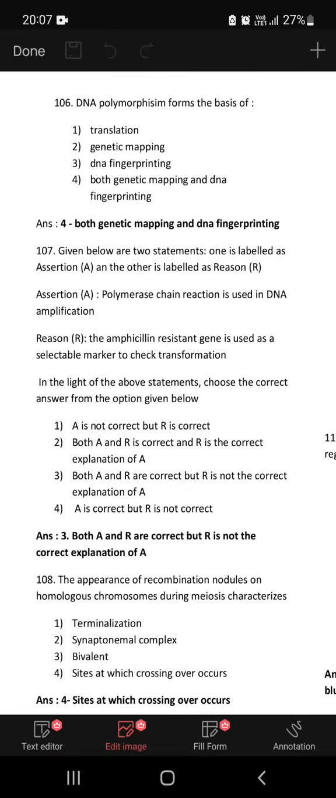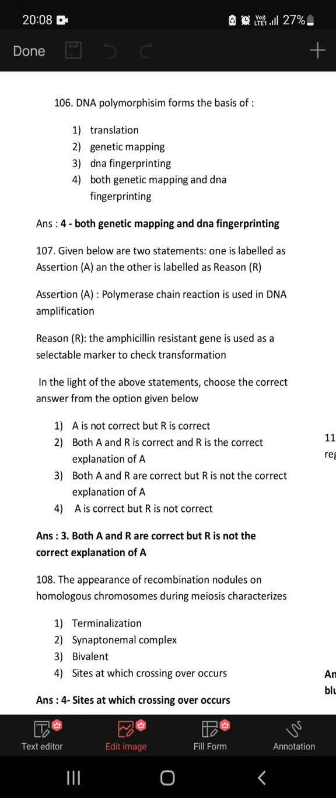So DNA polymerase polymorphism forms the basis of translation, genetic mapping, DNA fingerprinting, both genetic mapping and DNA fingerprinting. So both genetic mapping and DNA fingerprinting is the correct answer.